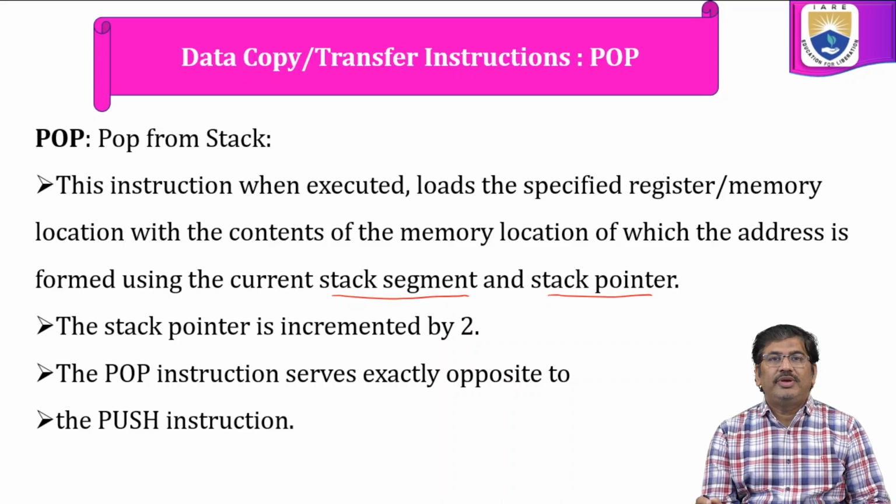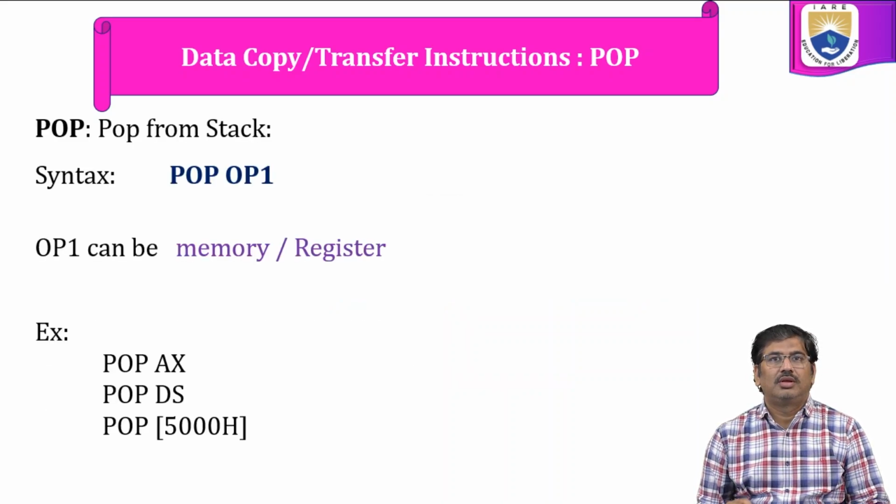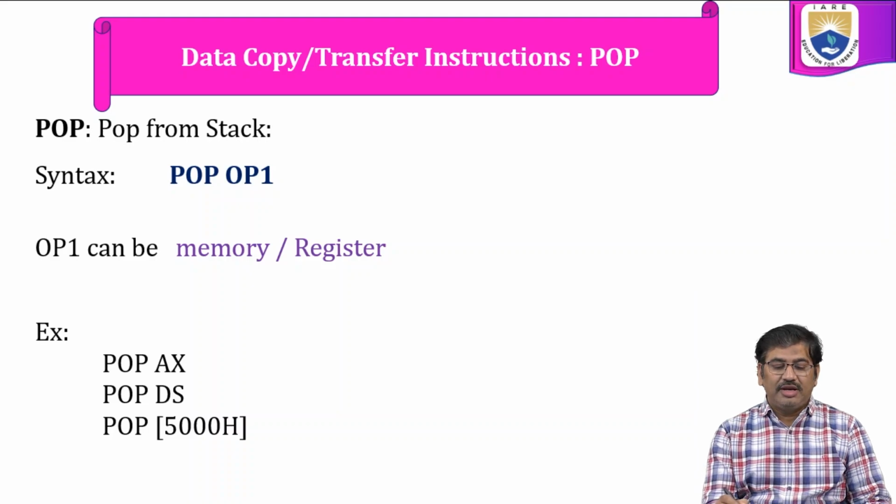So here the pop is retrieving the data from the stack. For every stack operation, the stack pointer will be incremented by 2. The pop instruction serves exactly opposite to the push instruction. The syntax of the pop instruction is pop operand 1, where operand 1 can be a memory location or a register. A few examples: pop AX.